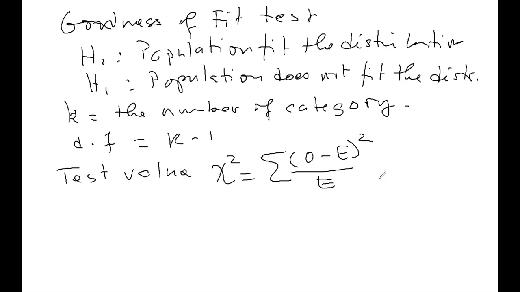So the difference with the goodness of fit test and the independence and homogeneity tests is that we are not going to use a matrix, but we are going to compute the observed and the expected values and use them to calculate the test value. Let's look at an example.